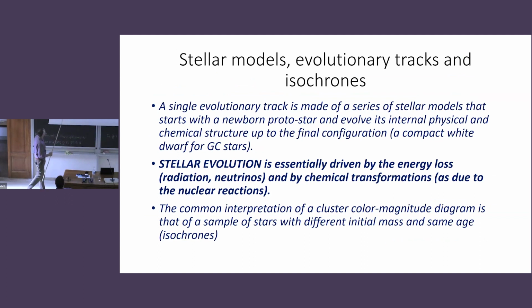Okay, from a theoretical point of view, we have to construct a sequence of models that start from the pre-main sequence, so that when the first hydrostatic equilibrium model starts, it is chemically homogeneous and quite cool. And then we leave that to evolve, and the star evolves because it loses energy, and because when nuclear reactions are active, there is a change of the molecular weight. And both these effects induce an evolution of the stars, the evolution that we have seen in the color magnitude diagrams. And so we have a sequence of models from the pre-main sequence up to the final stage, the white dwarf stage.